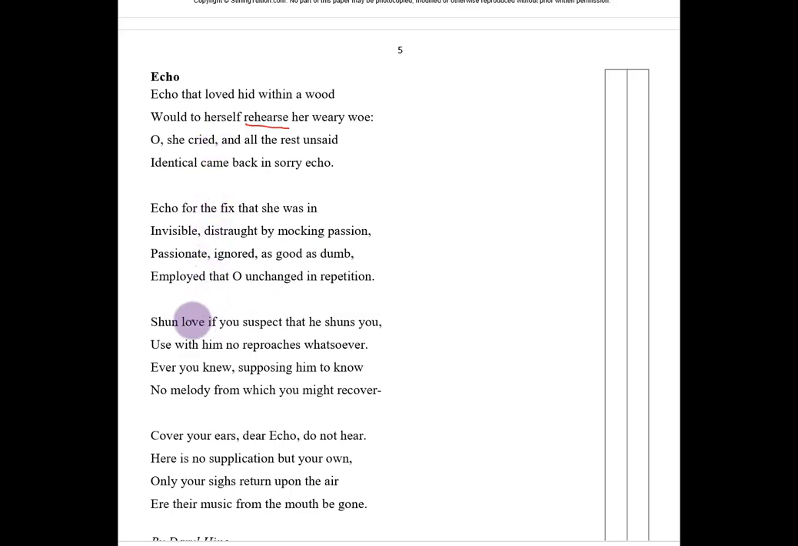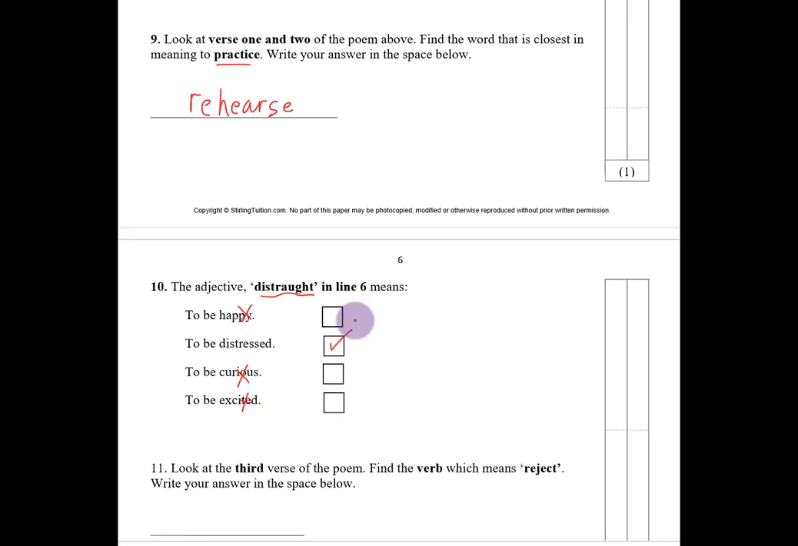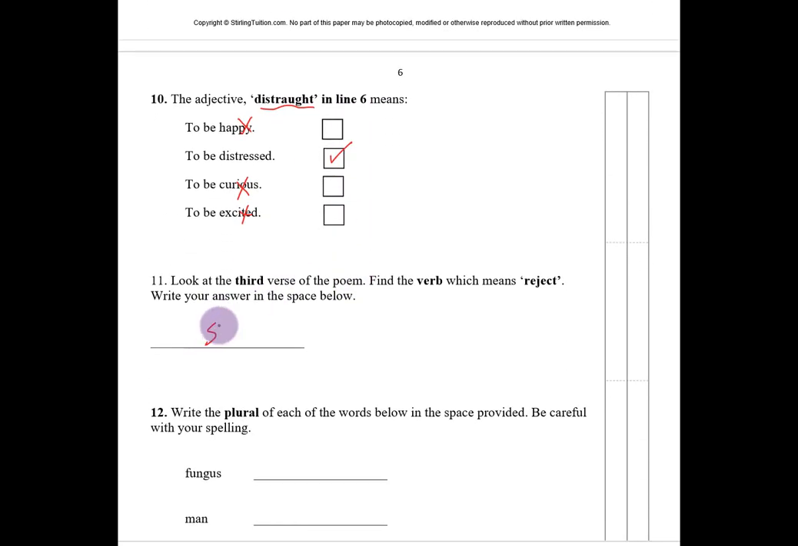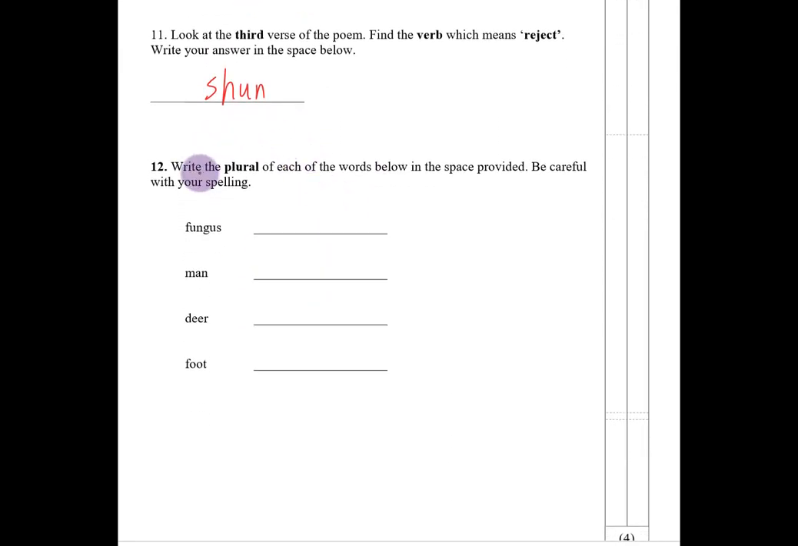So verse 1, 2, 3: "shun love if you suspect that he shuns you." So this is where you can see if it replaces it. Does reject actually work if we replace it with shun? "Reject love if you suspect that he rejects you," and it does work. So shun is actually the word that we're looking for here. So shun. Now this is one of those where you don't actually need to look at the poem.